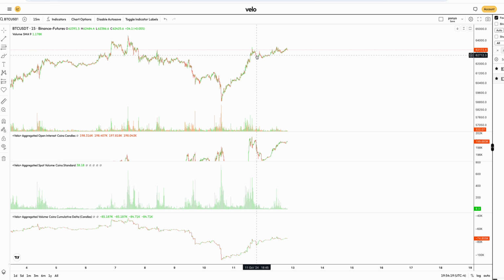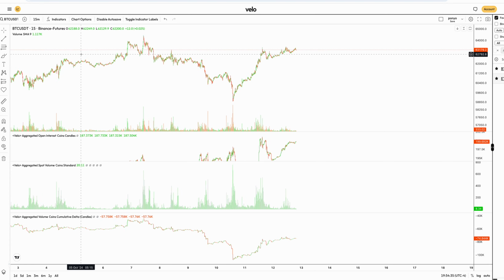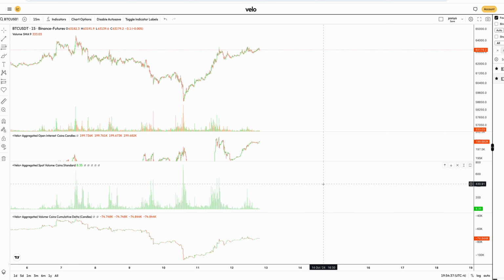And as most of you know, the weekends do carry less liquidity, and weekends carry more manipulation and chop. So when you have pumps on the weekend, you have to be cautious of those pumps, especially when the Velo data looks like this.